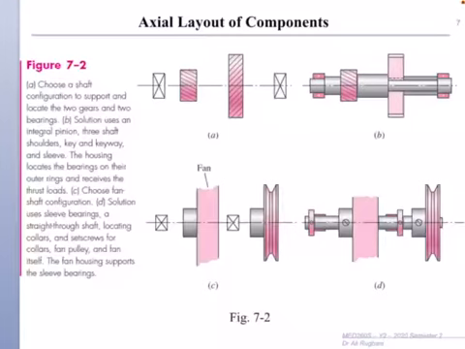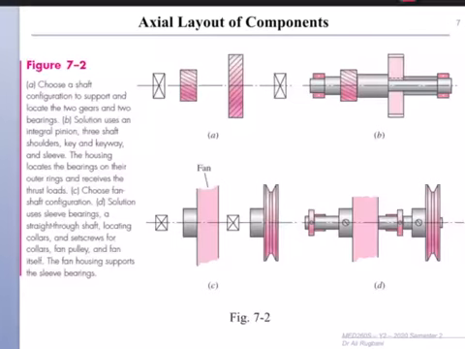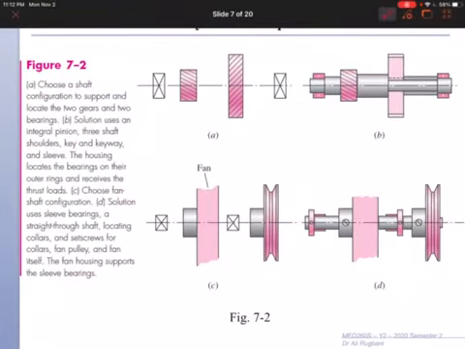Axial layout of components. Here we have two examples. The top one, we need to design a shaft to support two gears and two bearings. You see the type of gear here. You see the teeth, these ones.